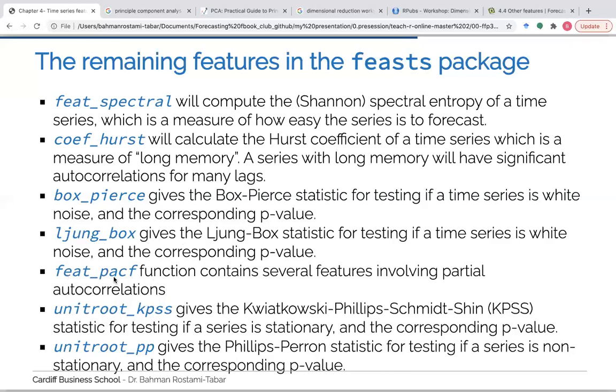We had feat ACF, and we can also have feat PACF. So all the measures we extracted for the ACF, we can have the corresponding measures for the partial autocorrelation function. If you are interested in that, this is the function that helps you to extract it. We can also have, again, a unit root test. And this unit root test will also help you to determine whether the time series is stationary or not. And there are, I think, other things corresponding to this.